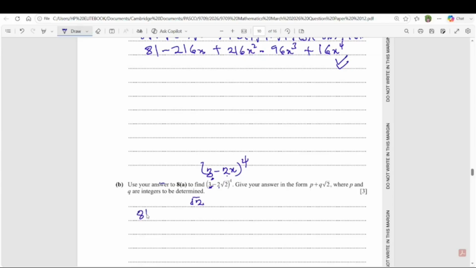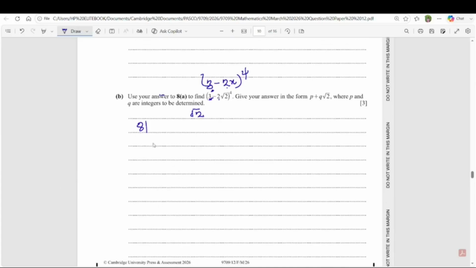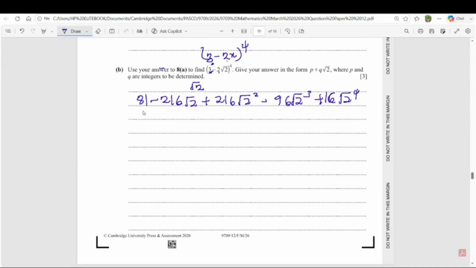So we have 81, we scroll up, minus 216x is going to be minus 216 root 2. Then next is plus 216x squared. That's going to be root 2 squared. Then the next term was 96x cubed, so it's going to be root 2 cubed. Then the last one is 16x to the 4. That's going to be root 2 to the 4. We'll try and simplify these terms. 81 still remains 81.